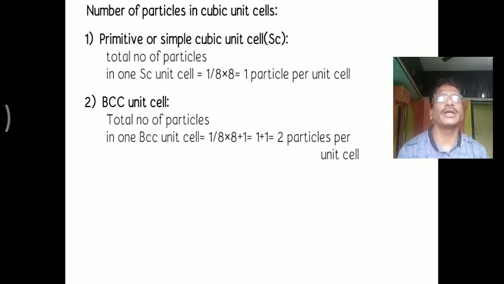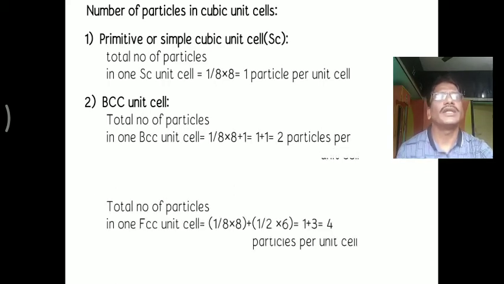So 1/8 particle into 8, plus 1. That 1 is nothing but the particle which is present at the center of the body, which is not shared by any other particle. So 1/8 into 8, that is 1, plus 1 particle at the center of the body, so 1 plus 1, that is 2 particles per unit cell. That means in BCC the total number of particles in the unit cell is 2.